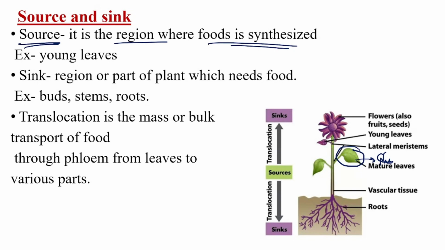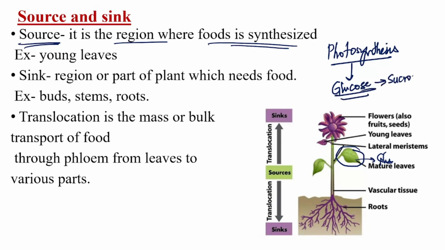So this glucose has to be transported to various parts of the plant. But one thing you need to remember, the product of photosynthesis is glucose, but this glucose has to be converted into sucrose, because sucrose is the transported form of glucose. Sucrose is a disaccharide, meaning made up of 2 sugar units. It is made up of glucose and fructose.